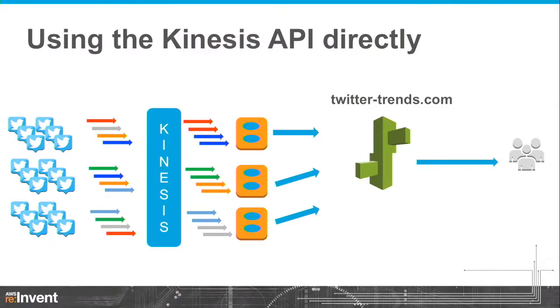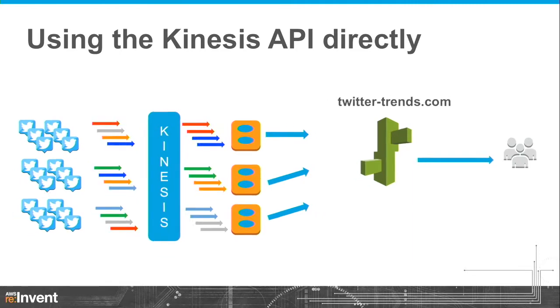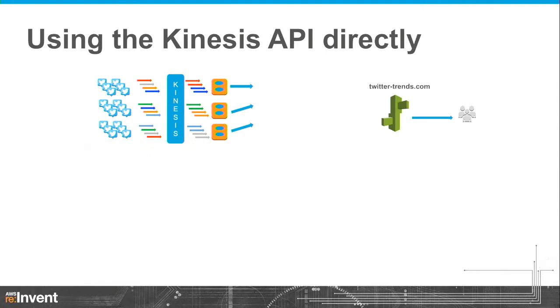Now, you could just program directly against the Kinesis service. It's a web service. We offer an SDK that lets you get to this thing directly. On the put side, for example, that's exactly what you would do. But you could do the same thing on the get side. And let's talk about what that would look like.